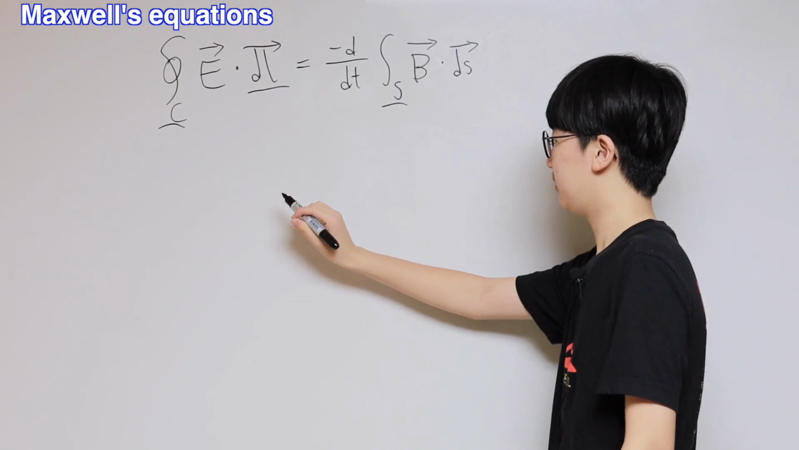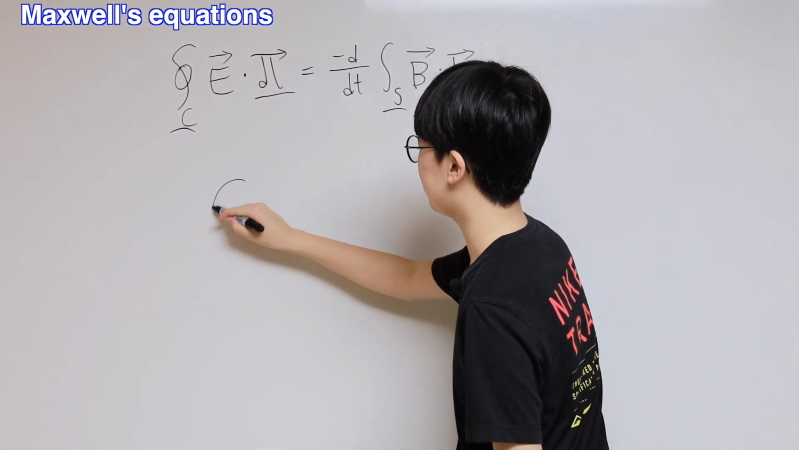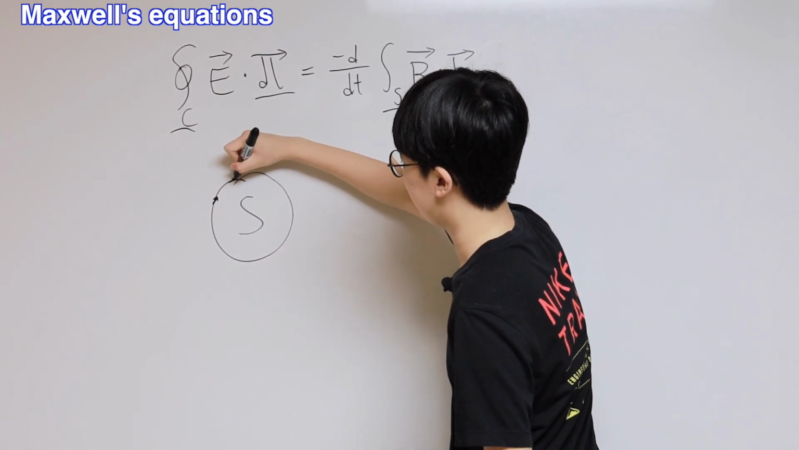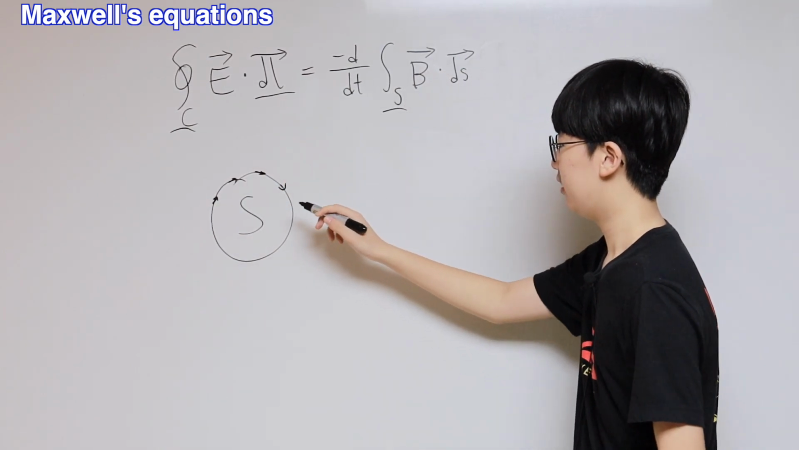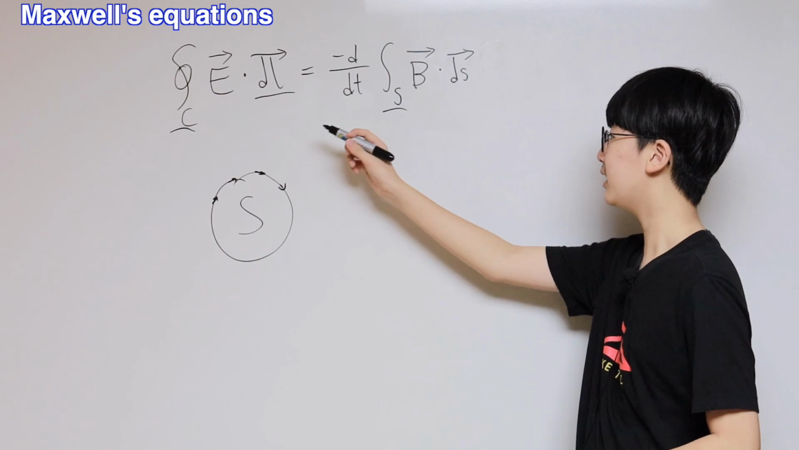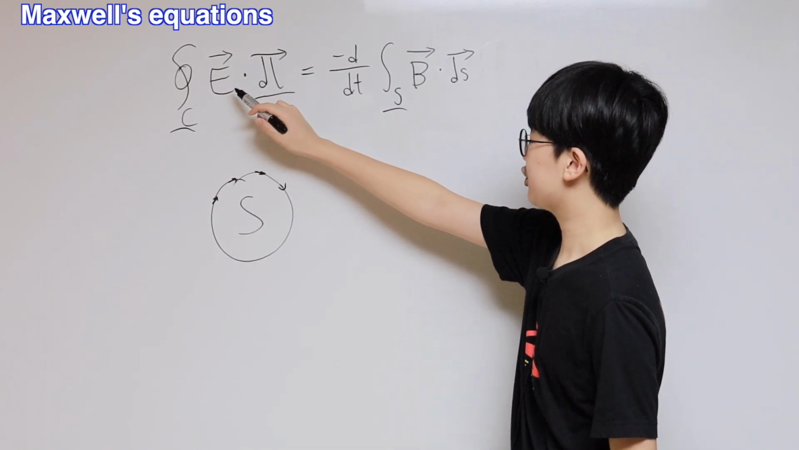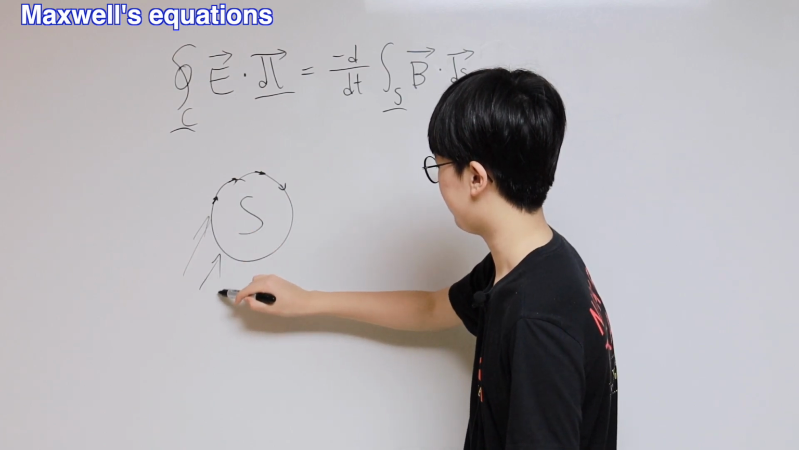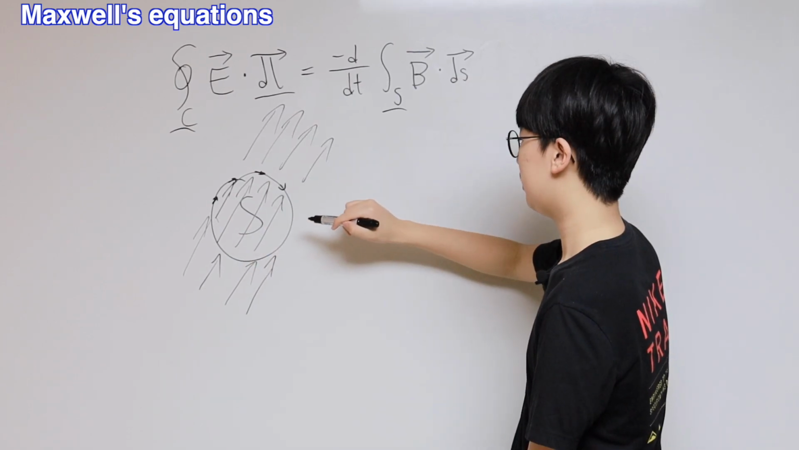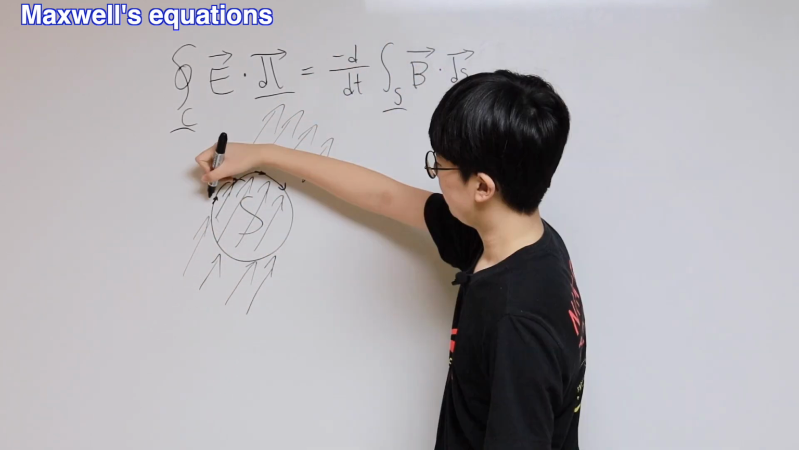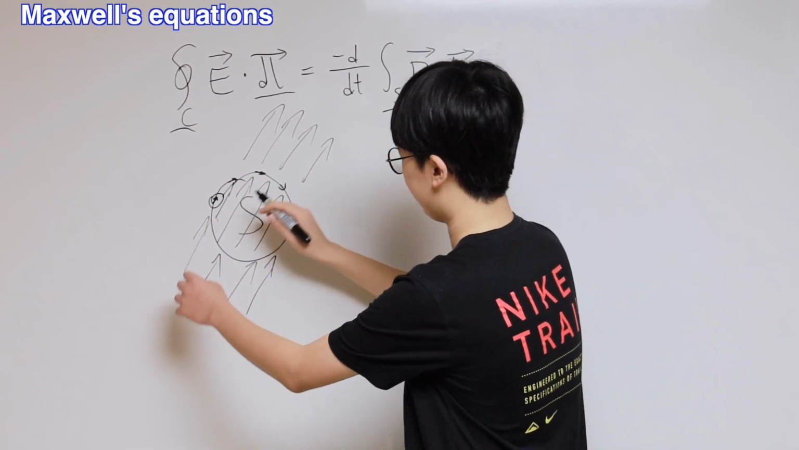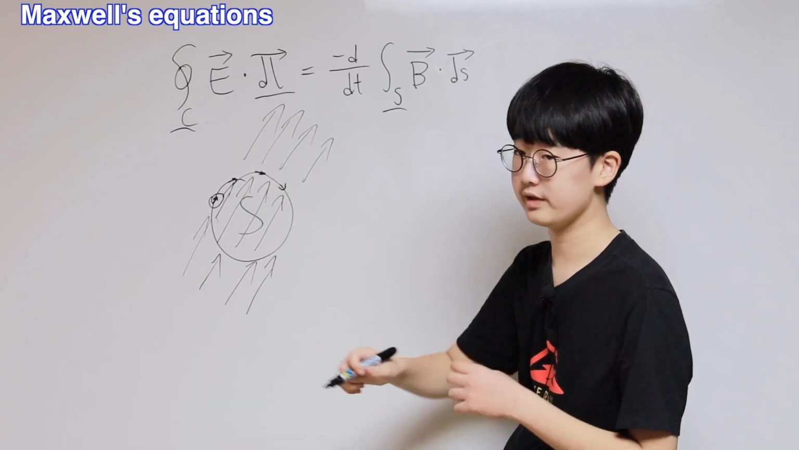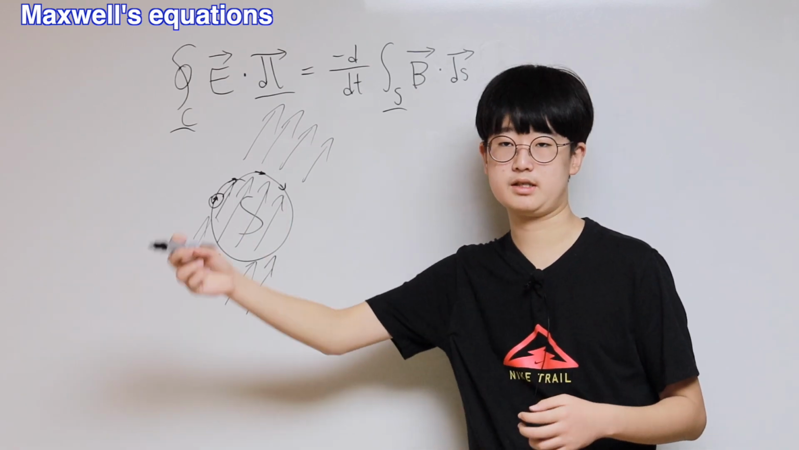To understand dl, we're going to imagine a certain surface called S. It's going to be a circle, and now we're going to have little vectors on the perimeter of S, and all of those little vectors are going to be dl's. And the electric field multiplied by the dl vector is basically, if we have the electric field flowing like that, for this dl, the electric field and the dl are aligned perfectly, so the electric field flowing through dl is going to be maximized.